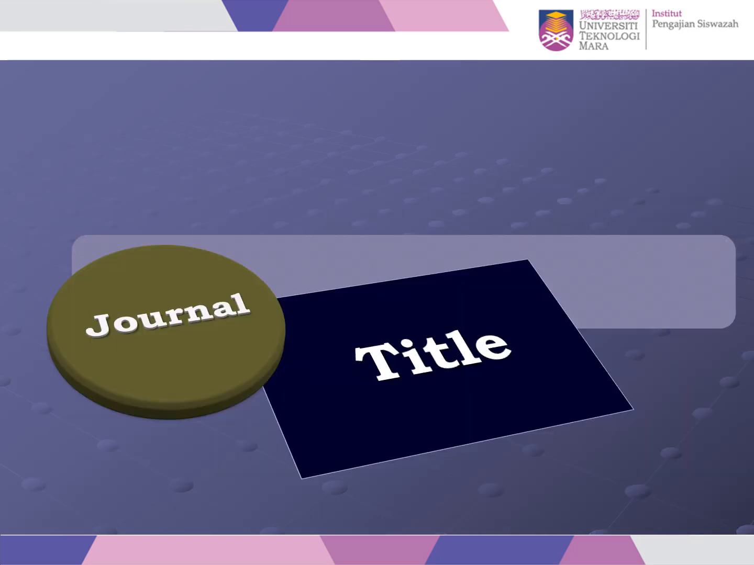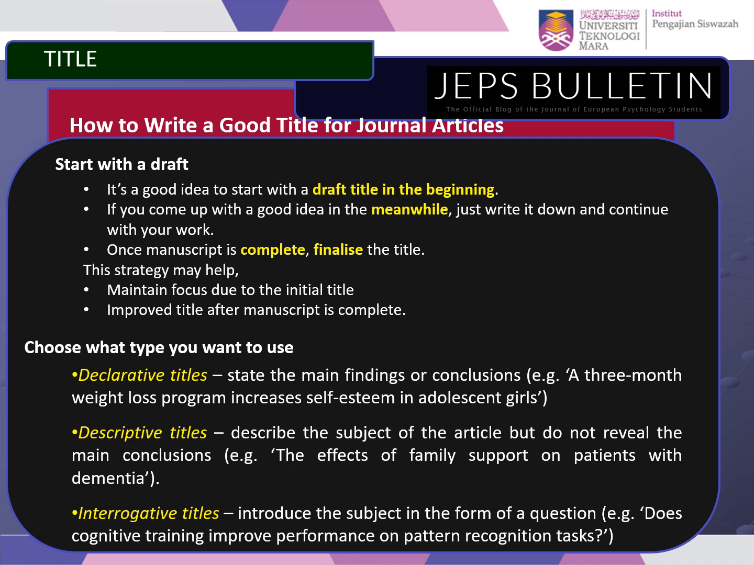Now let's look at this guide article. According to JAP's bulletin, you start with a draft title in the beginning. Meanwhile, you just write whatever you have down in Word. You write the methodology, the discussion, and everything else, but in mind you have the draft title. Once you complete the manuscript, you finalize the title.